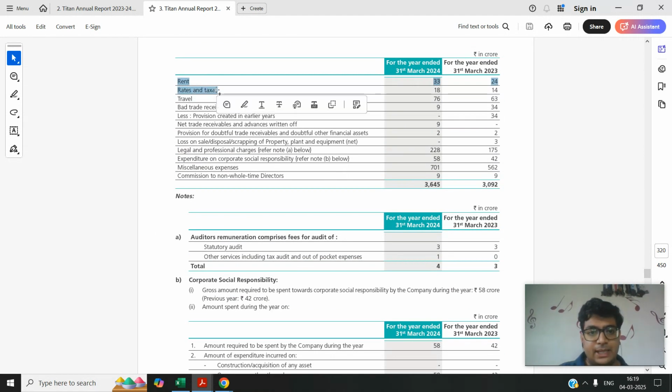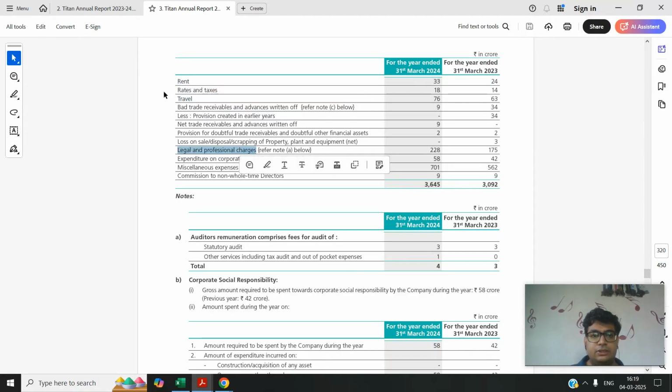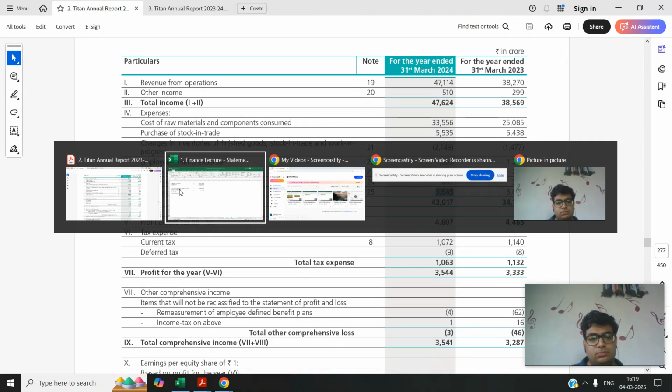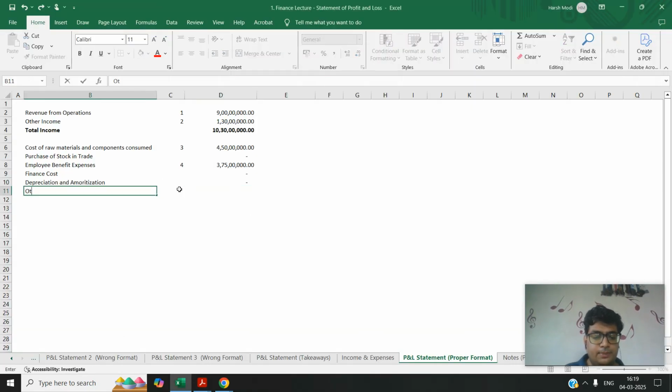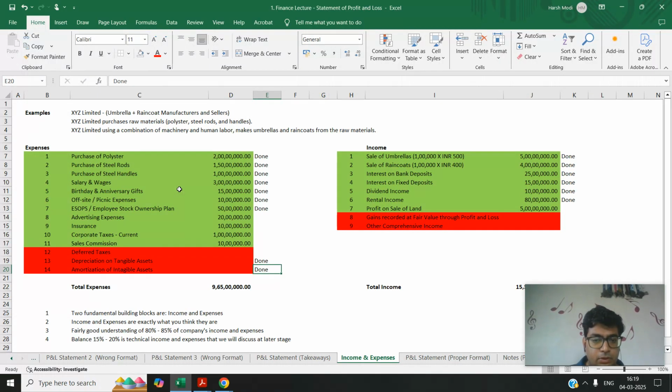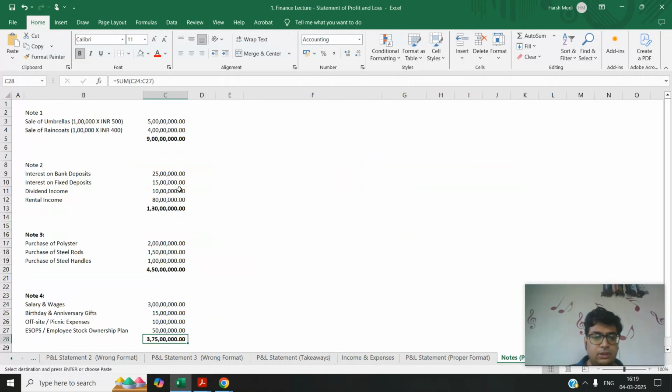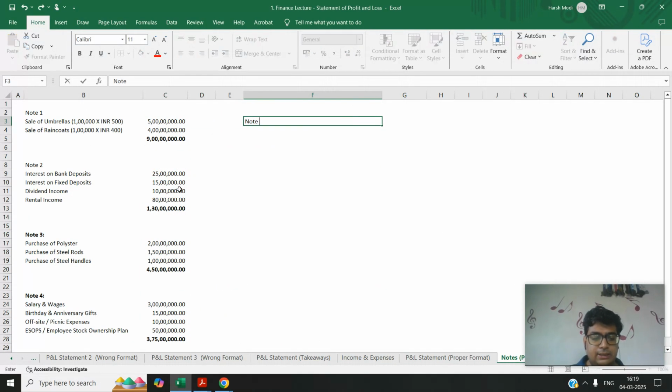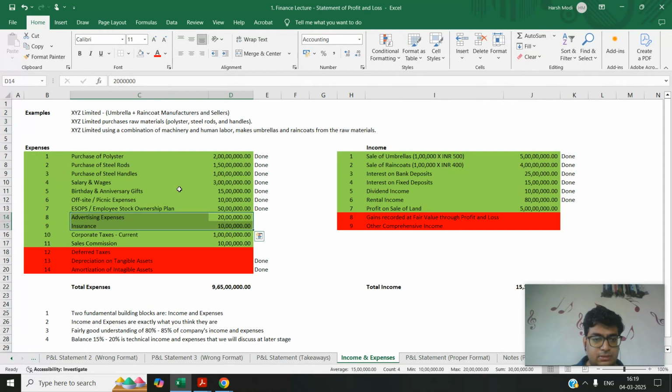So this is not your income tax or GST. These are your property tax and all those things. You will have some travel expenses. You will have legal charges. So any other residual expense would be other expenses. And what would they be for us? All of this: advertising, insurance and sales commission. So let's have note 5 here. I'll write note 5 here so that we can have a look at all our notes side by side.